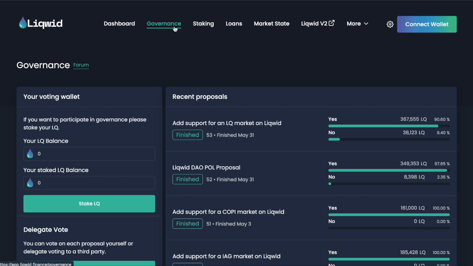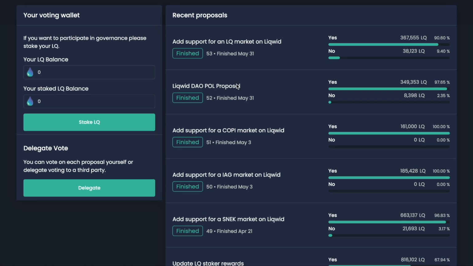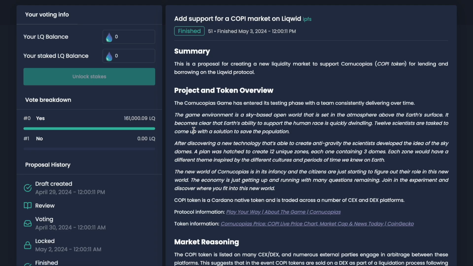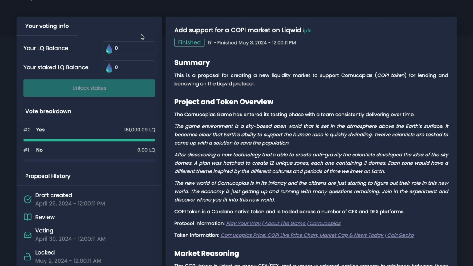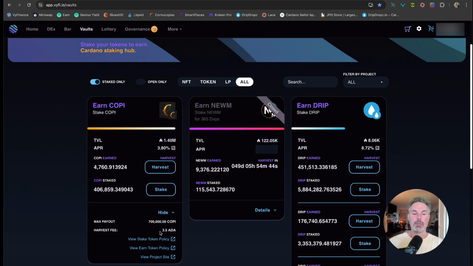A few weeks ago on Liquid Finance, we voted in the governance tab to open a market for Cornucopius in Liquid Finance. So my strategy right now, what I'm going to take you through to showcase the power of Cardano DeFi, is not only that I've been leveraging a DEX like VYFI Finance to supply my Cornucopius tokens there and been gaining rewards for quite some time.